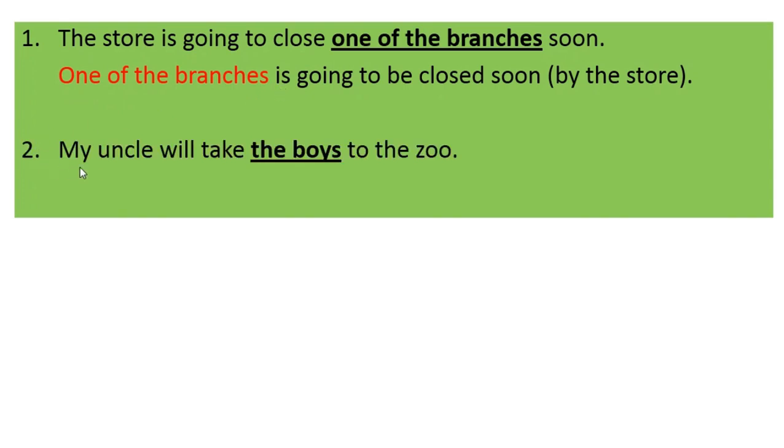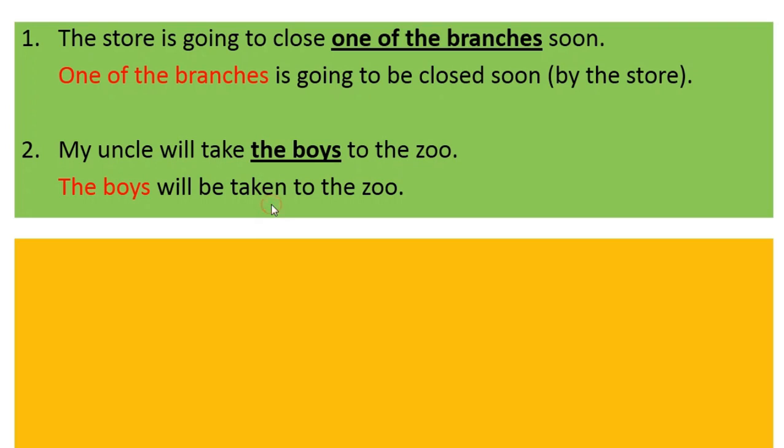The next one, this is also future, but we use will. My uncle will take the boys to the zoo. Subject, verb, object. We put the object to the front. The boys will be taken to the zoo.